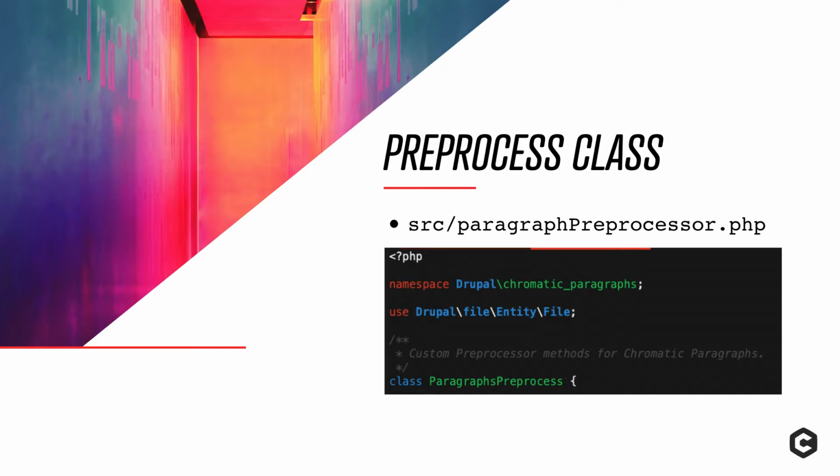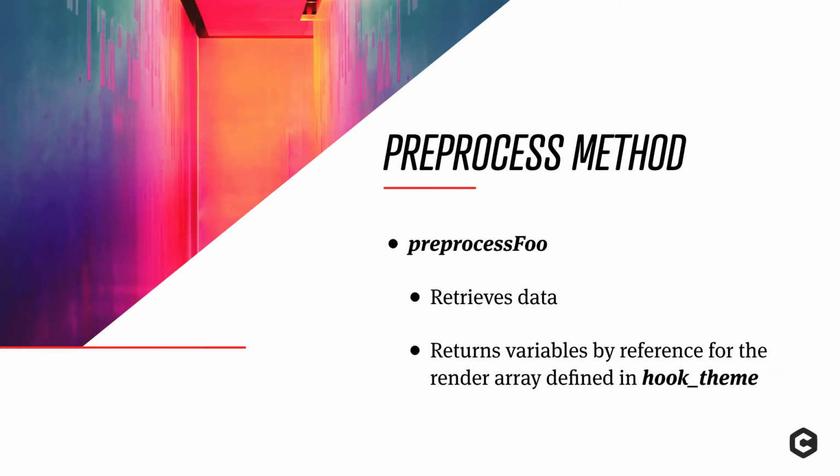So we're setting up our preprocessor class here, and inside of it we have a preprocess method defined as preprocessFoo. We're going to see what this looks like in the actual module in a second, but we're just going to talk through what this actually does. So at its most basic level, all we're doing is retrieving the data from our paragraph that we set up in the config and install. And then we're going to be returning specific variables that we defined earlier, header and text, that are referenced in the render array that we defined earlier in the hook theme.